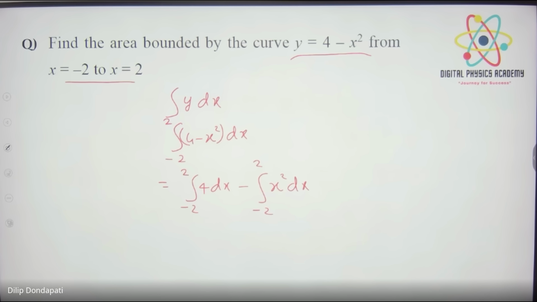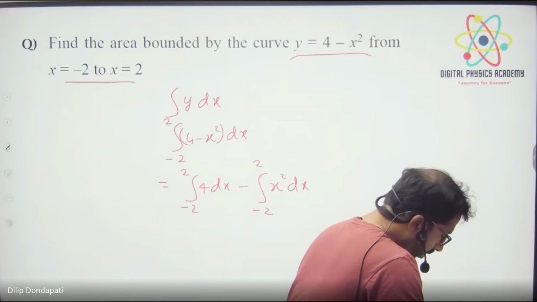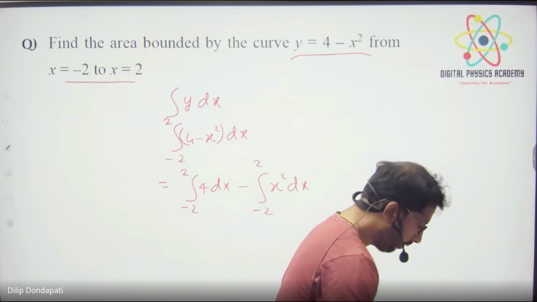Sir, the answer is in fraction. Yes, tell the answer. 32/3.